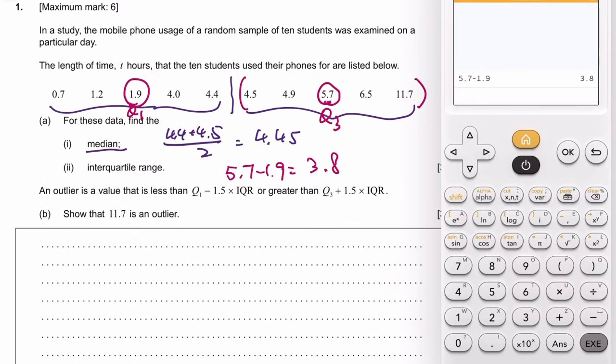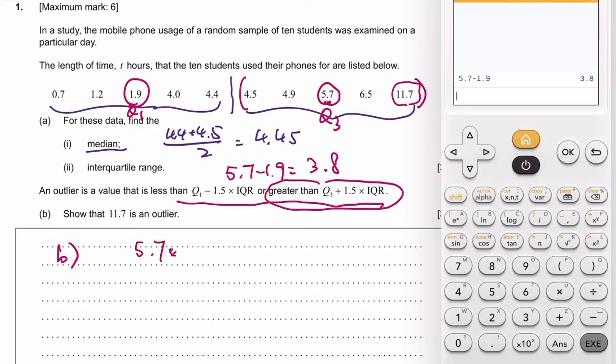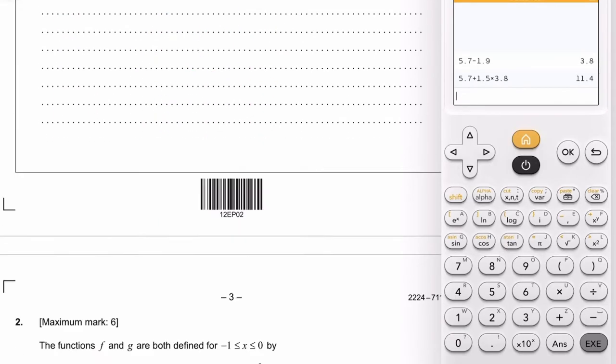Then outlier. Usually they don't even tell you what's an outlier. I don't know why they are suddenly so nice. So 11.7 should be an outlier that's too big. So we'll use this one: upper quartile plus 1.5 times the interquartile range. So we'll calculate that. 11.7 is bigger than 11.4, therefore it's an outlier.